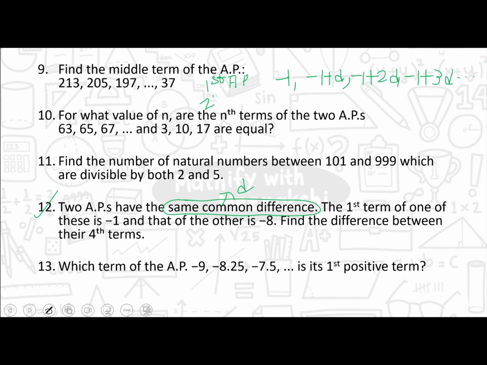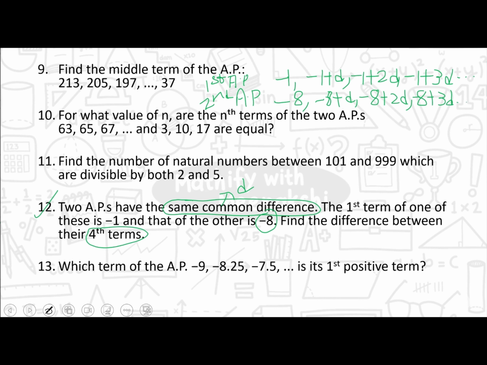And what about your second AP? They said in the second AP, your first term is minus 8. That means minus 8, but the common difference is the same. So you can take minus 8 plus d, minus 8 plus 2d, minus 8 plus 3d, and so on. So they are asking what is the difference between their fourth terms.